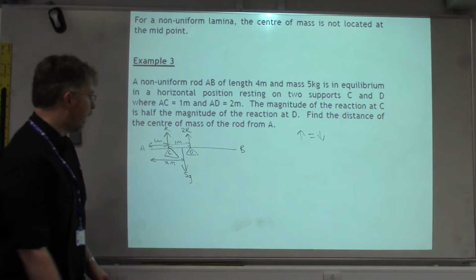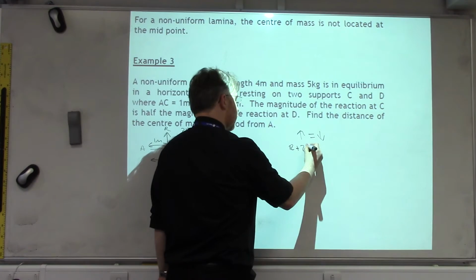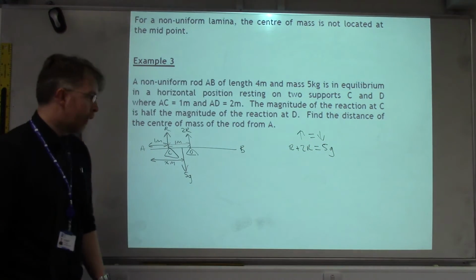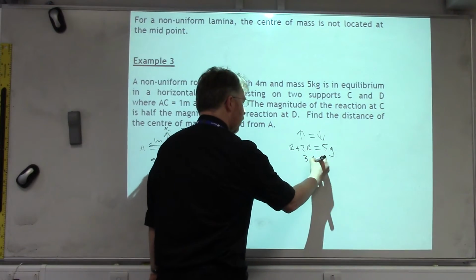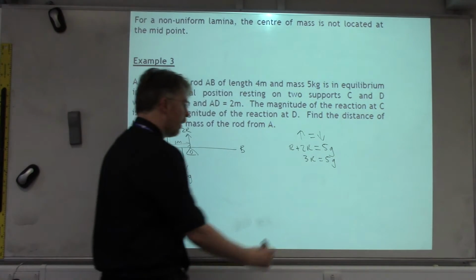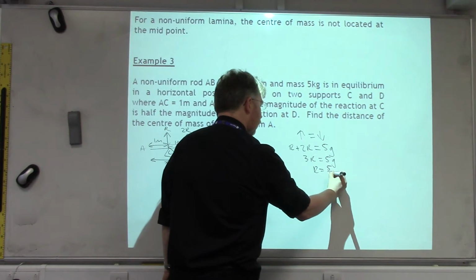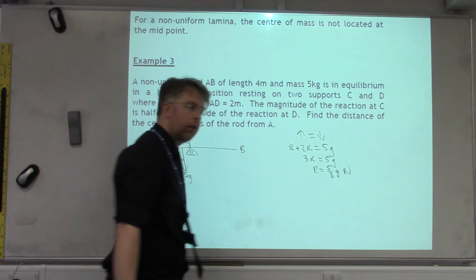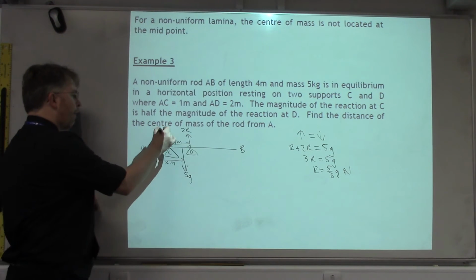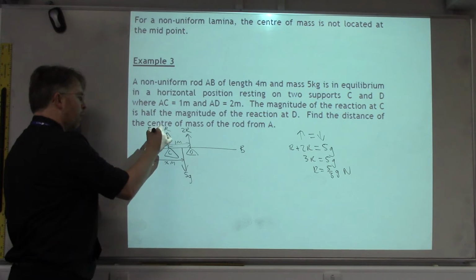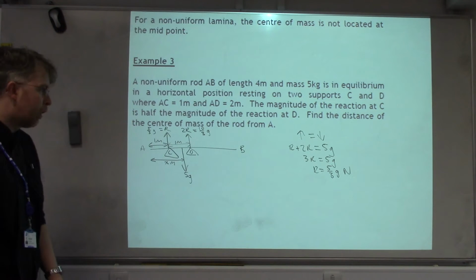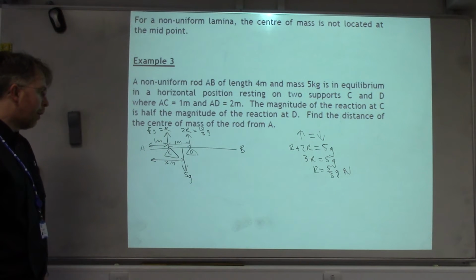So from up equals down, r plus 2r equals 5g. Add them together, 3 times r equals 5g. Divide by the 3. R is equal to 5 over 3g newtons. So that allows us to know what R is. So R is 5 over 3g, 2R is 10 over 3g, times the R by 2. Now we can take moments.